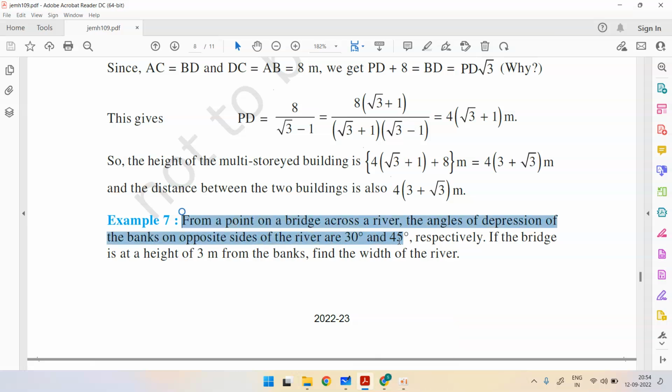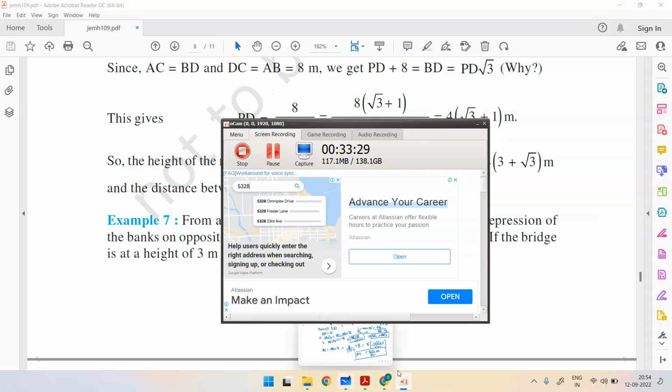Now another question, example: from a point on a bridge across a river, the angles of depression of the banks on the opposite sides of the river are 30 and 45 degrees. Find the width of the river if the bridge is at a height of 3 meters from the bank. Now, how to do this? This is example number 7.